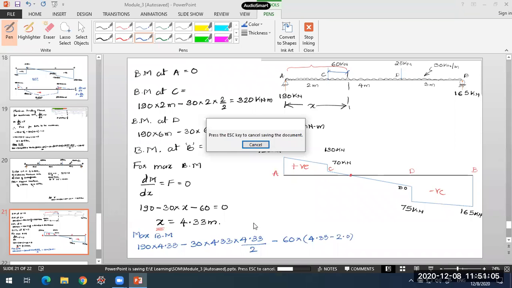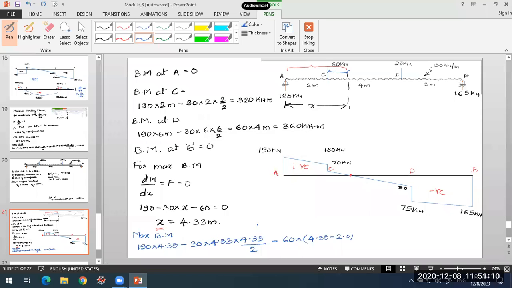I wanted to make this clear because in yesterday's problem, we were not getting the maximum bending moment from this particular condition. It was because of those couples which were present in that beam near the free end.